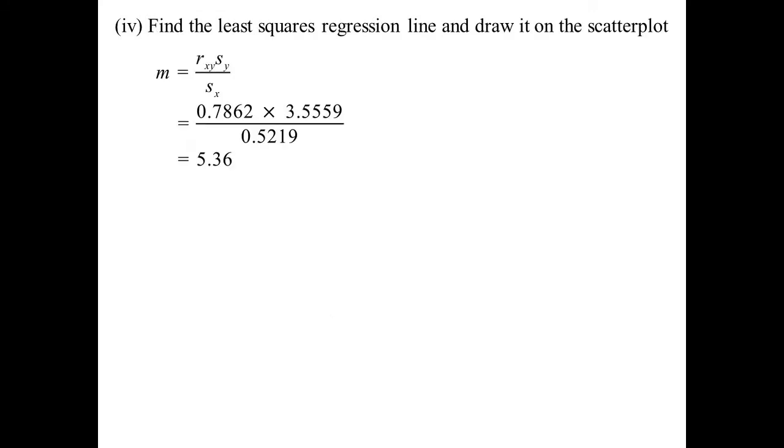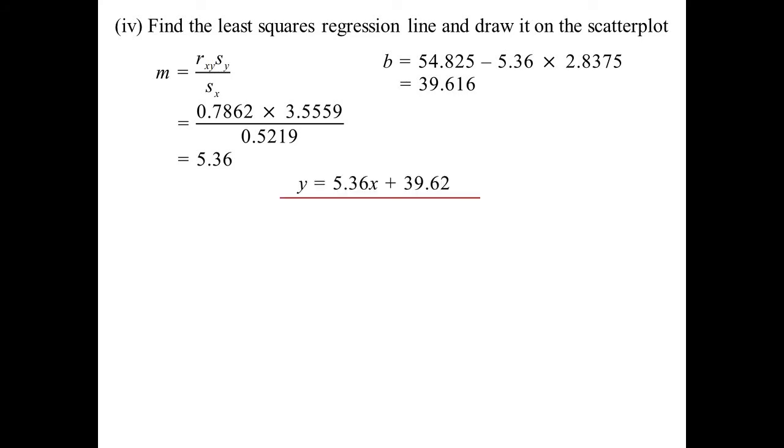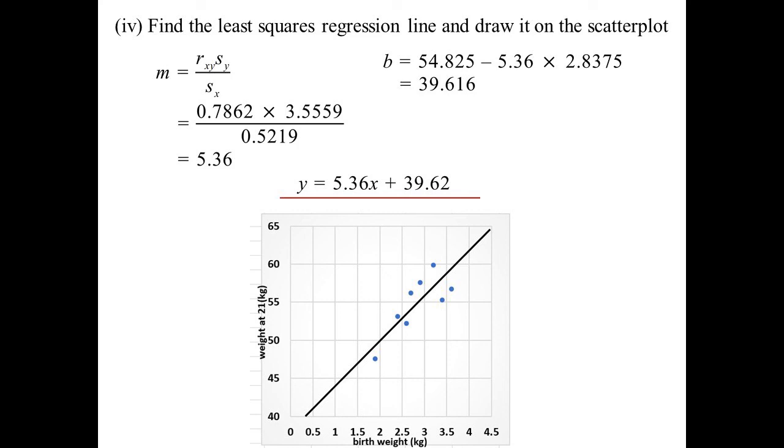So the slope, subbing in all those values that we found before, is 5.36. What was my guesstimate? 5.79. Okay, that's close. The y-intercept ends up being 39.6. So there's the actual equation of the regression line. If I plot that in, I need a point that it goes through. There's another point. Voila. So it wasn't too bad.